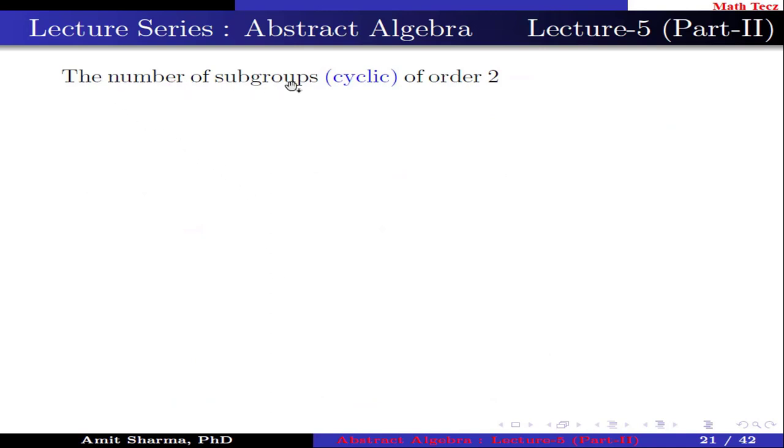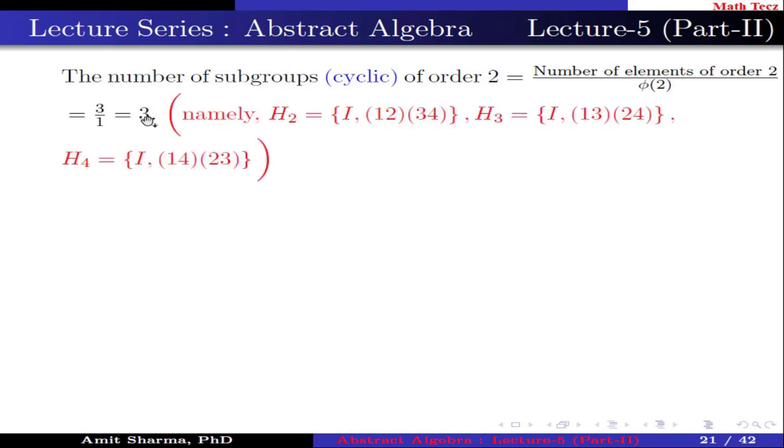The number of subgroups of order 2, which is cyclic, equals the number of elements of order 2 divided by phi of 2, which is equal to 3. And the subgroups are H2 containing the elements identity, (1 2)(3 4); H3 containing identity, (1 3)(2 4); H4 containing identity, (1 4)(2 3).